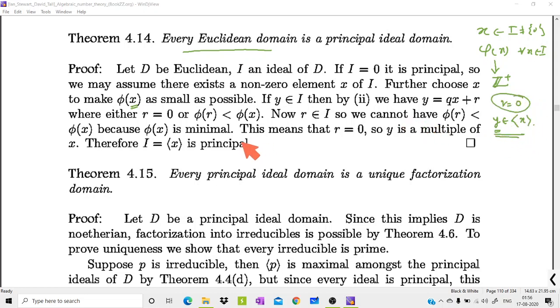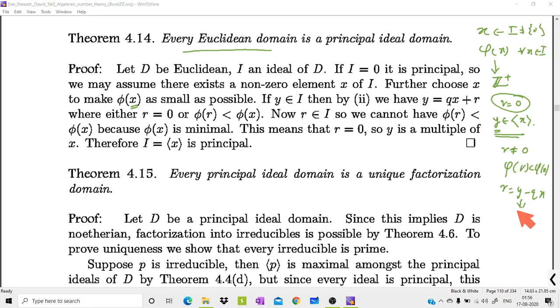Okay, so then we consider phi of r not equal to 0, then we will get a contradiction. Then we can say that phi of r is less than phi of x. Then what happens here? What is r? R is y minus qx.